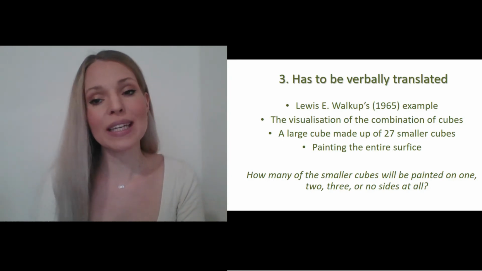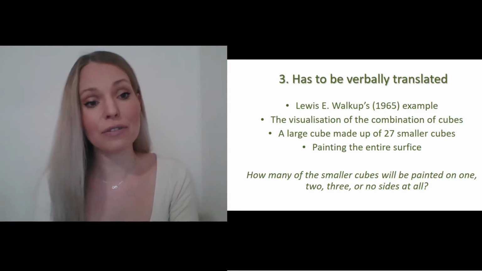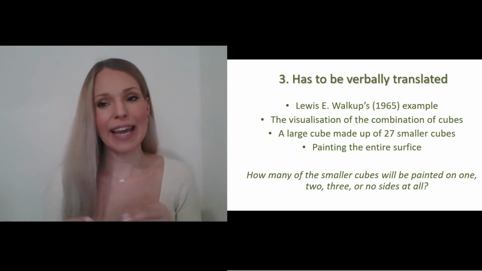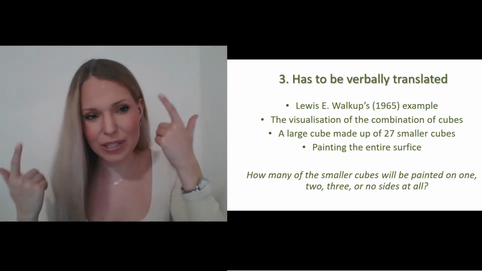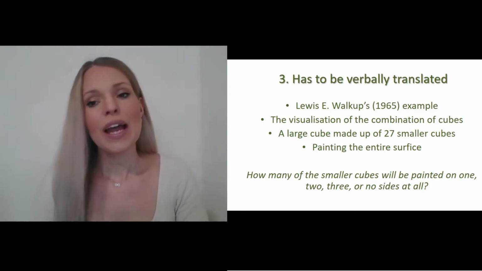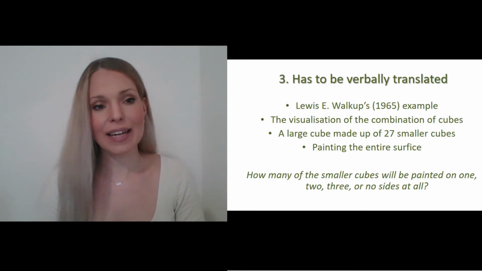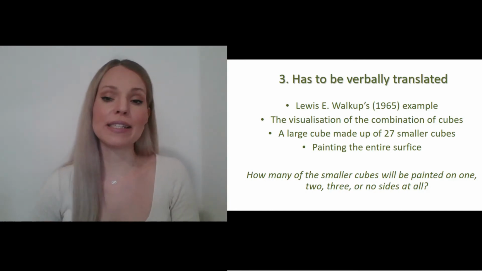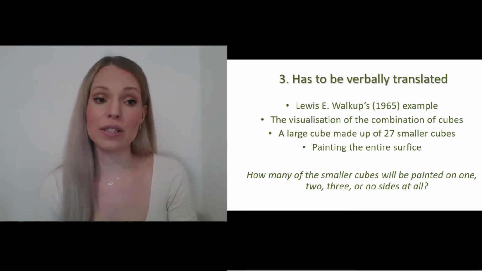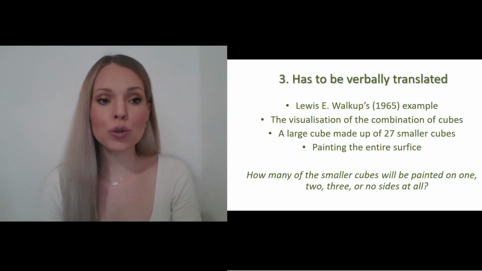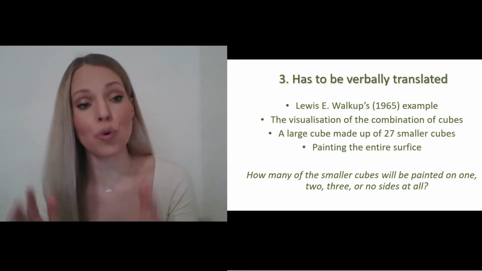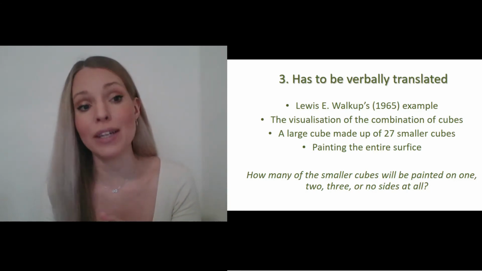So there was Lewis E. Wolcott, and he had a very, very exciting example in order to kind of get rid of this whole notion that a linguistic translation occurs in your head. Now, he said that it was actually a mathematical test for mathematicians, practically, and they could not solve this mathematical problem until they started drawing it on a piece of paper and imagining it.